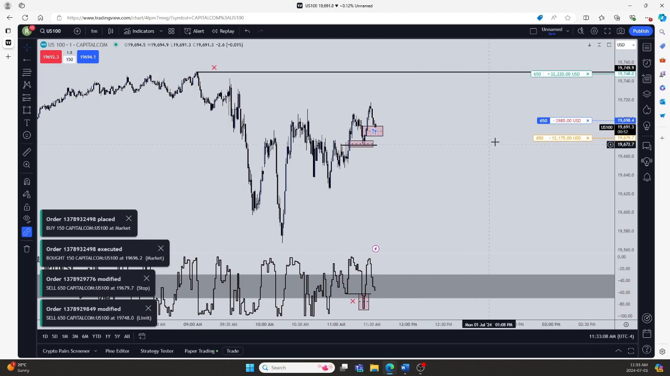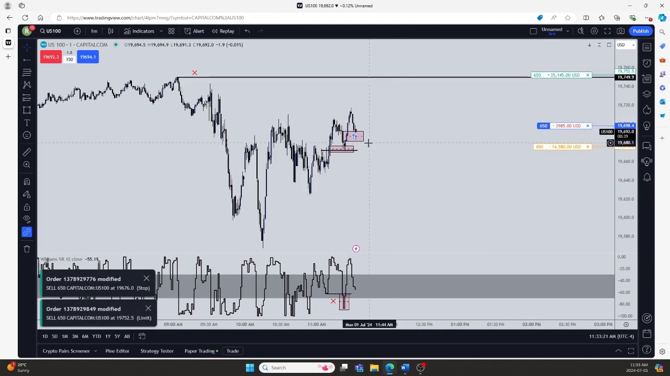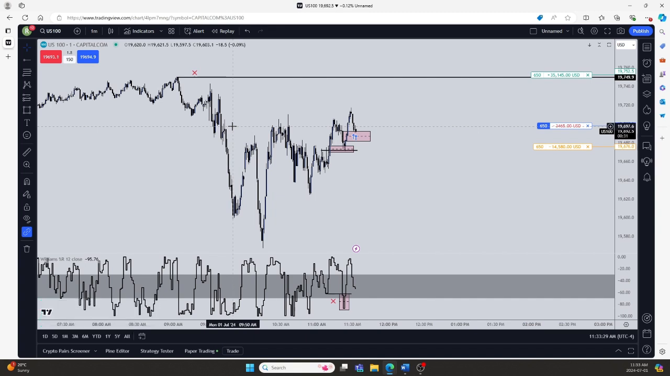Looking for higher prices. Our stop is going to go below this low, just about. Looking for this balanced price range here to reject, to accumulate some orders, and then head higher in the form of a low resistance liquidity run.